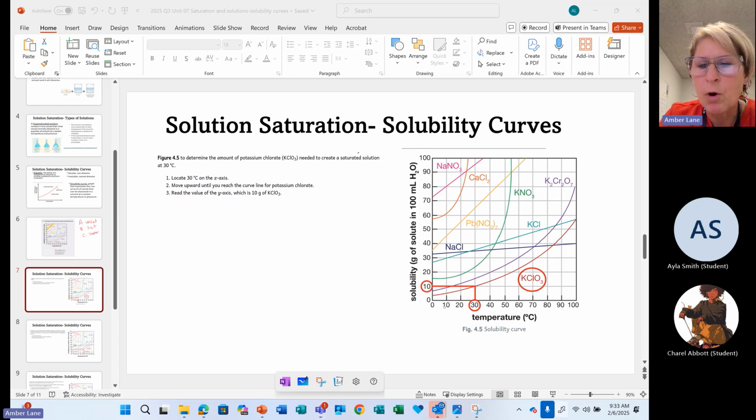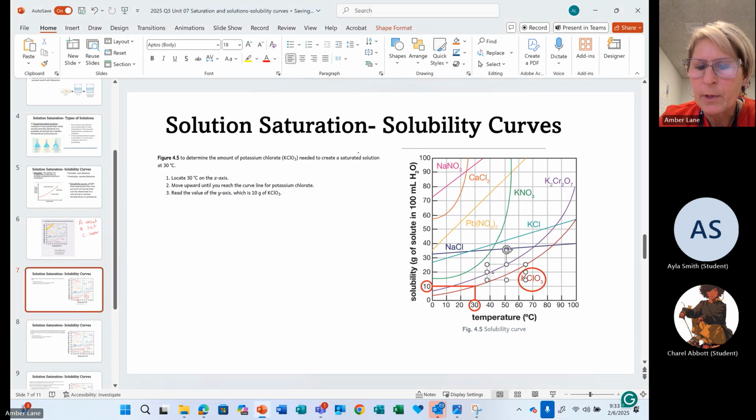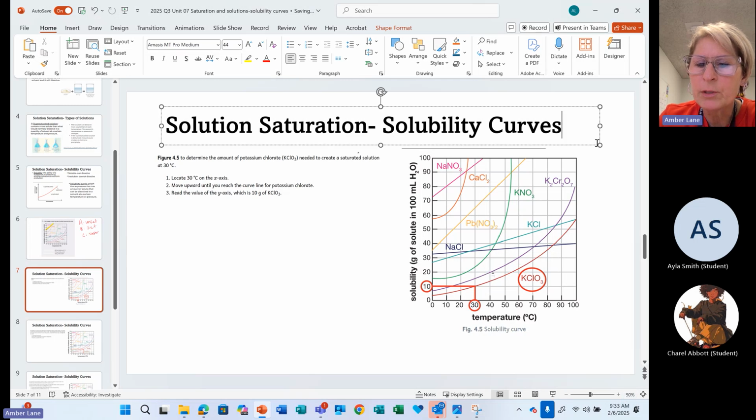So we're going to go over 30 degrees. So this is our potassium chlorate line right here. So we want to go over 30 degrees, and then all we're going to do is go up until we hit the line, and that's going to tell us 10 grams of potassium chlorate.